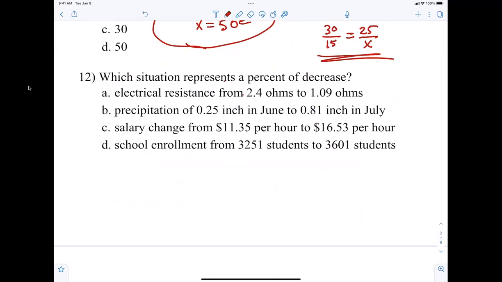Now, the only one that can represent a decrease is which one? A, because that's the only one that goes down. All right, so next page, let's go. I'm going to pause for about 3 or 4 minutes.